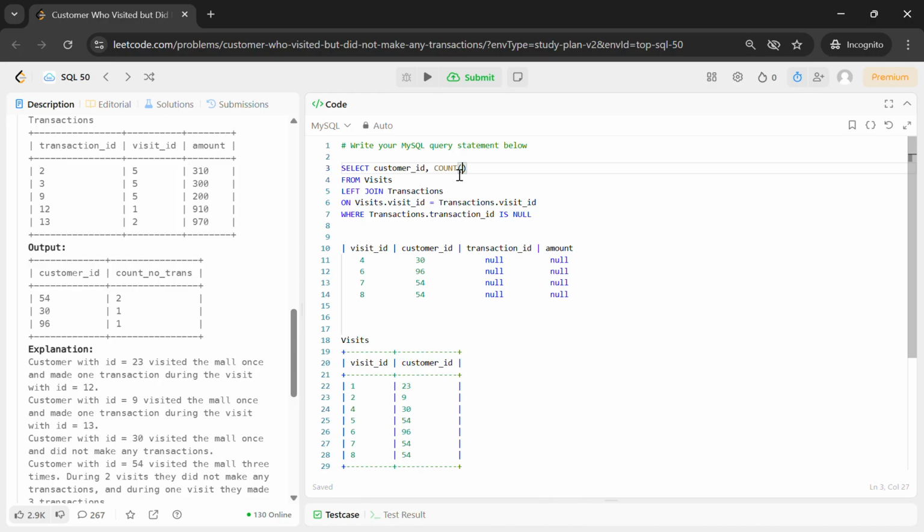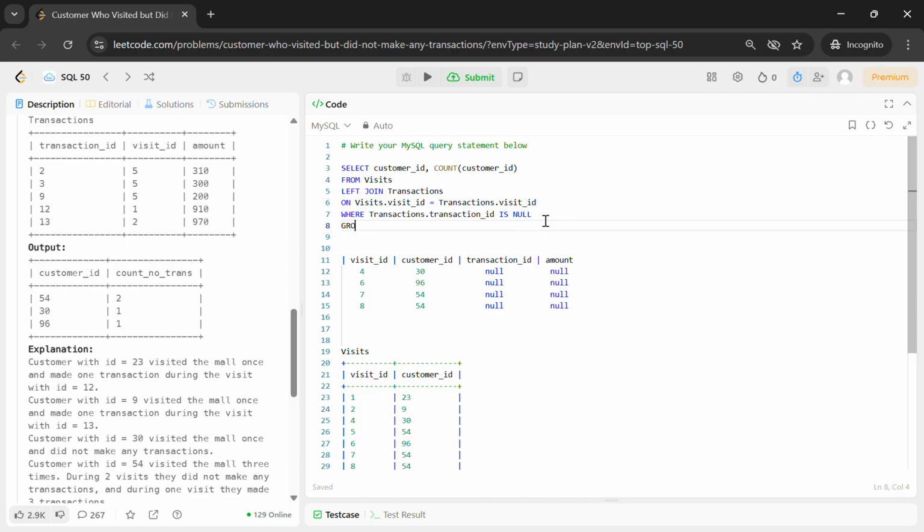I will put count, which is an aggregate function. The customer ID, I will count them how many times, right? And when we use an aggregate function, it is mandatory to add a group by. We have to add group by, and in group by we have to use the same column, customer ID, and here customer ID. Now what will be the result?